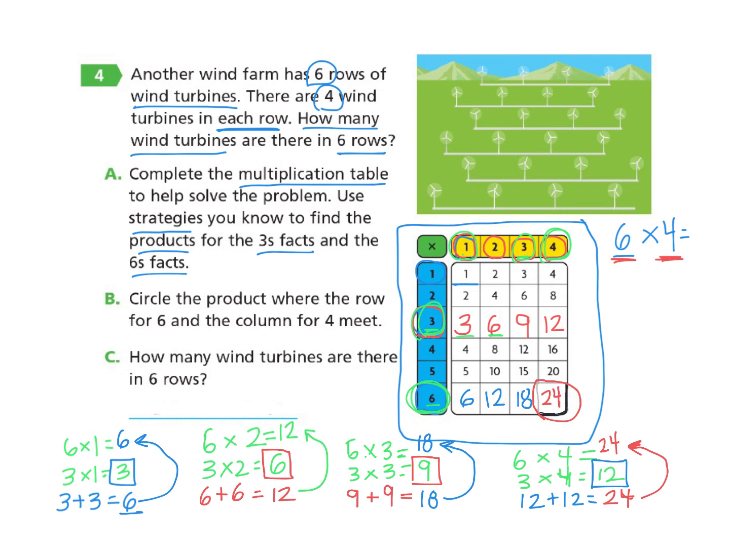And so we know that 6 times 4 is 24. So now it says to circle the product where the row for 6 and the column 4 meet, which we did. We circled that answer. And then part C says, how many wind turbines are there in 6 rows? And we can answer that confidently that there are 24 wind turbines. And we want to use the words to complete this word problem. If you would like to go back and watch any of this video, you may do so and pause at any time.